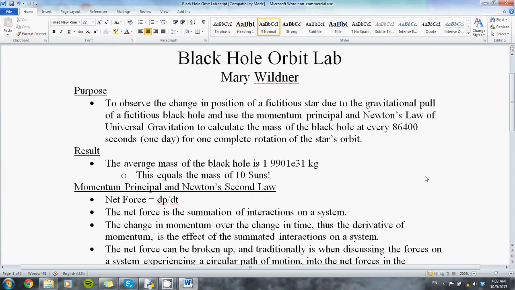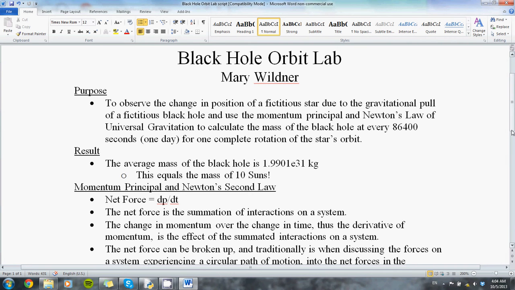Hello everyone! The purpose of the Black Hole Orbit Lab was to observe the change in position of a fictitious star due to the gravitational pull of a fictitious black hole, and to then use the momentum principle and Newton's law of universal gravitation to calculate the mass of the black hole at every 86,400 seconds for one complete rotation of the star's orbit. I found the average mass of the black hole to be approximately 1.9901 × 10^31 kilograms, which is more than the combined mass of 10 suns.